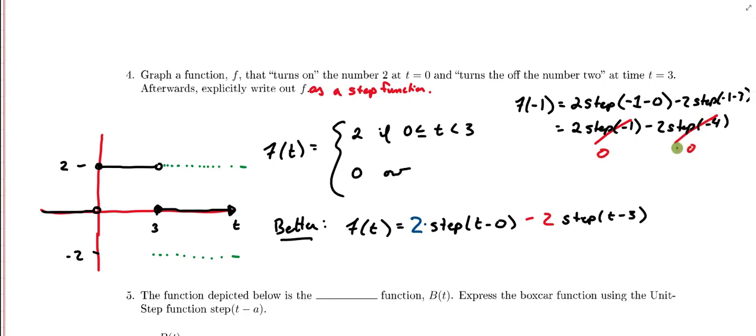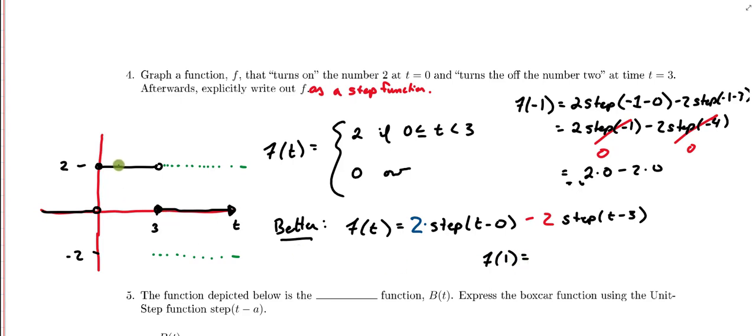So both of these are broadcasting a 0 now, and so we get 2 times 0 minus 2 times 0, or it broadcasts a 0. That's what we'd expect when time is 0. Now let's check f of 1.